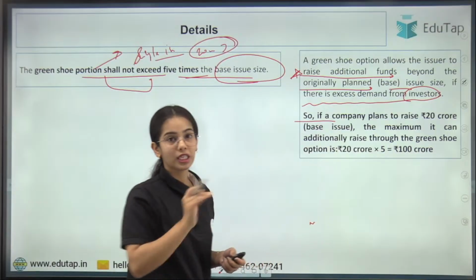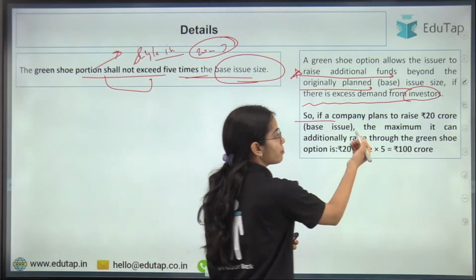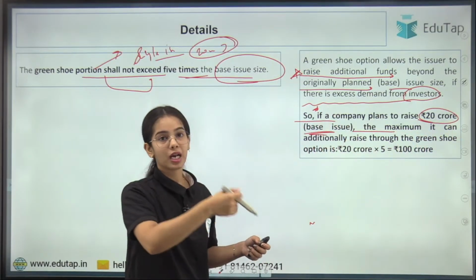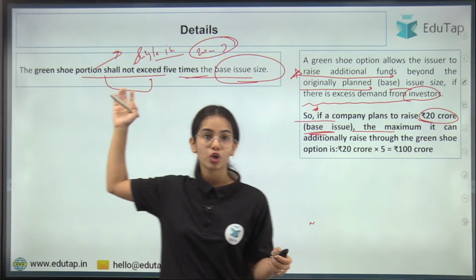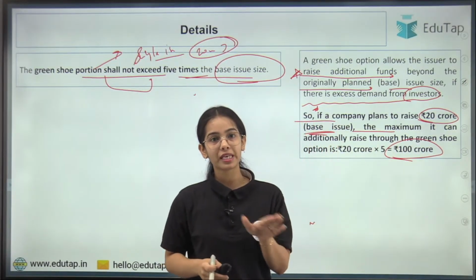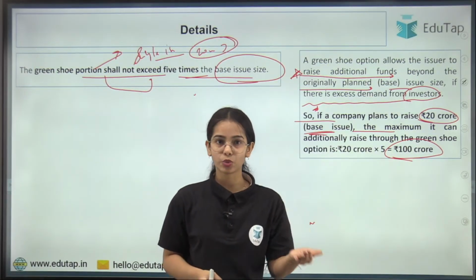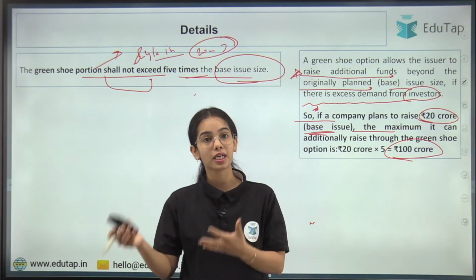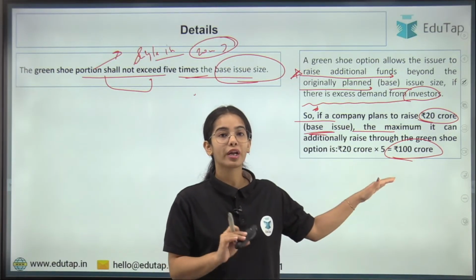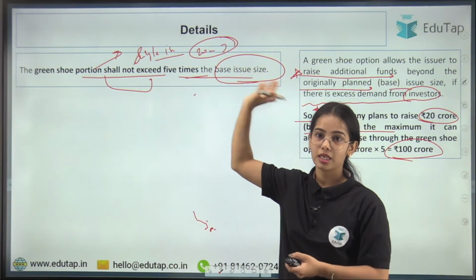So, if a company plans to raise 20 crores, it has to be raised first of all through the EBP platform, through the private placement, let's say. If a company plans to raise 20 crores, this is the base issue size. The maximum the company can additionally raise through the green shoe option shall not exceed 5 times. That means it shall not exceed 100 crores. So the base issue size, or the money that the company wants to get, is 20 crores. But let's say investors are very much interested in the company and its debt securities, and a lot of demand for the instrument is coming. So the company can raise up to 100 crores. That is, the company should not raise more than 5 times the base issue size. This is the idea.